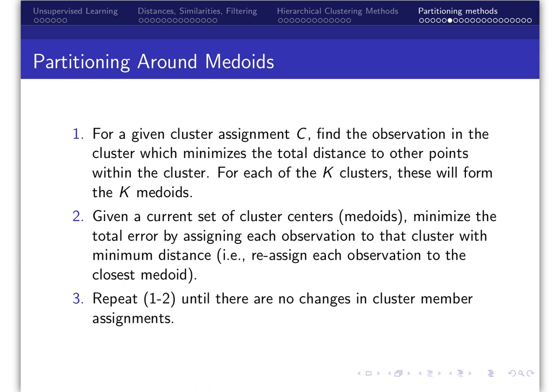For partitioning around medoids, for a given cluster assignment C, find the observation in the cluster which minimizes the total distance to the other points within the cluster. For each of the k clusters, these will form the k medoids. Given a current set of cluster centers, or medoids, minimize the total error by assigning each observation to that cluster with the minimum distance. That is, reassign each observation to the closest medoid. Steps 1 and 2 are repeated until there are no changes in cluster member assignments.